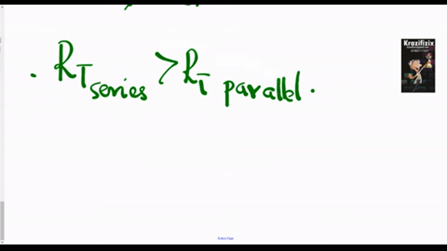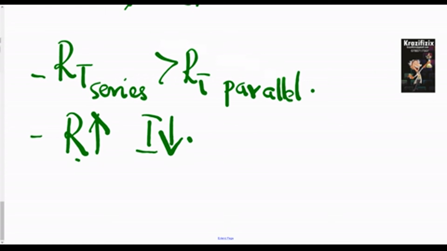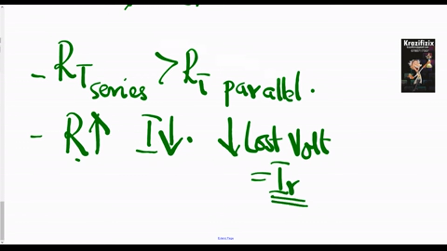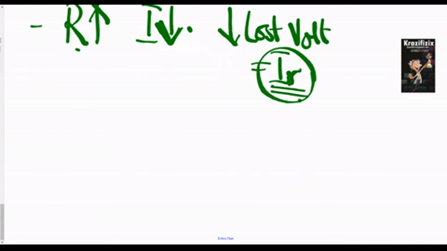All right. We also said that every time you see the big R, total external resistance, if it increases, what happens to current? Current also decreases. And if current decreases, what happens to our lost volt? Our lost volt will also decrease. Remember, your lost volt is highly dependent on the current that is passing. So we're saying if current decreases, there is less work to be done by the internal resistor. So that's why the lost volt will also decrease.